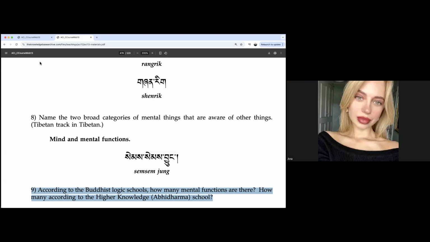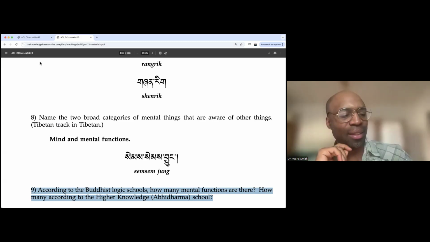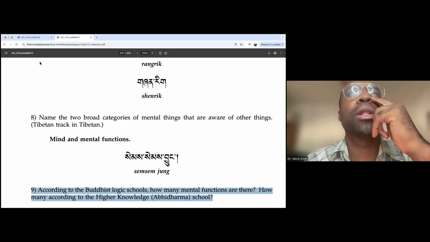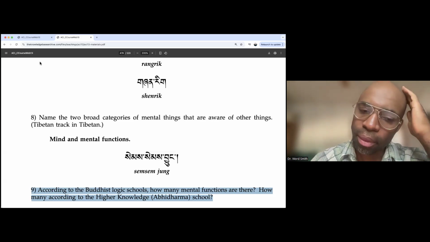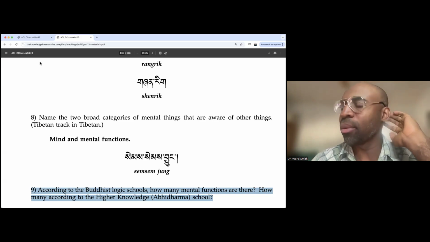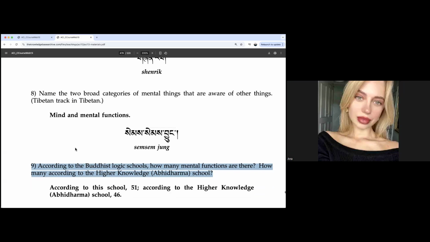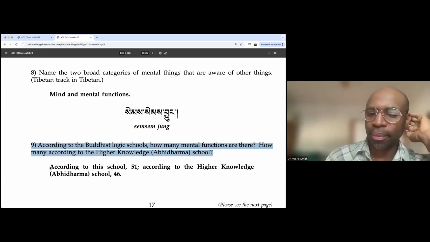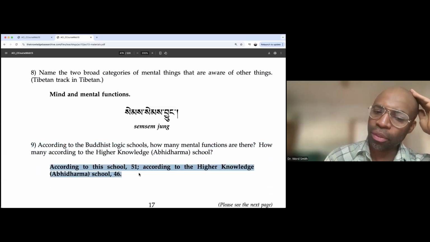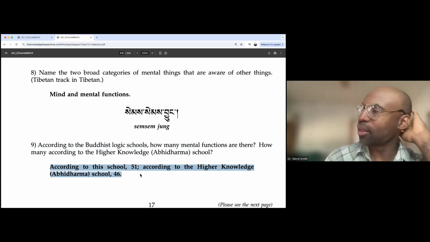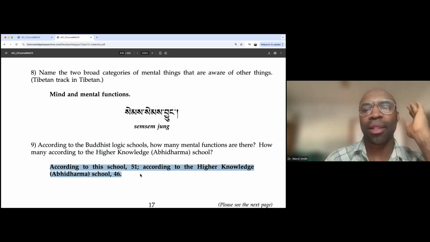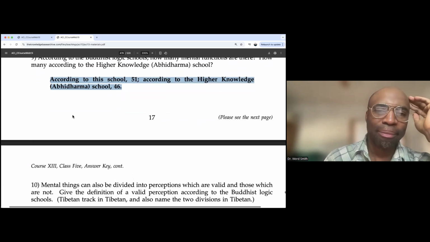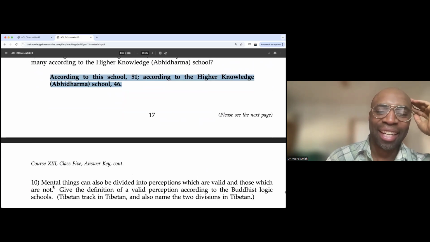I don't remember exactly, but I remember like 50 something. Yeah, exactly. No worries. 46 in Abhidharma and 51 in the logic school or mind only school. All right, thank you. Yeah, you're welcome. According to this school, 51, according to the higher knowledge school, 46. The 51 is cooler because it's mind only, okay? I'm joking. Tough audience.